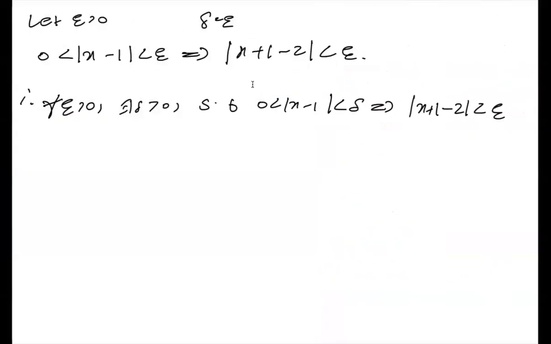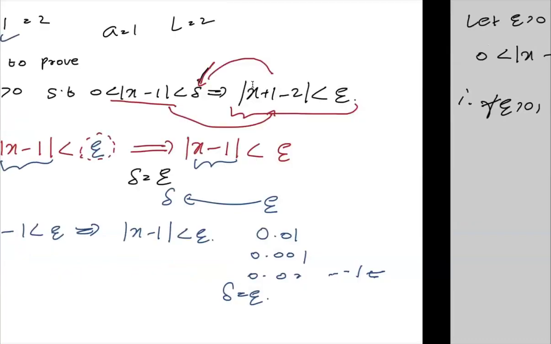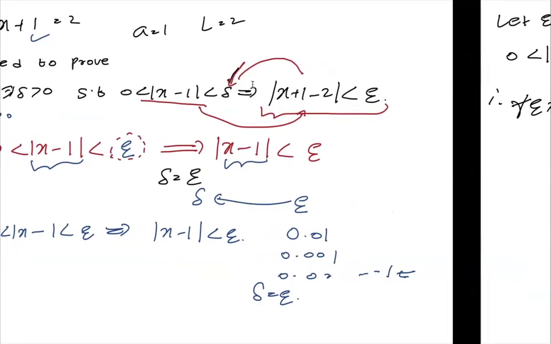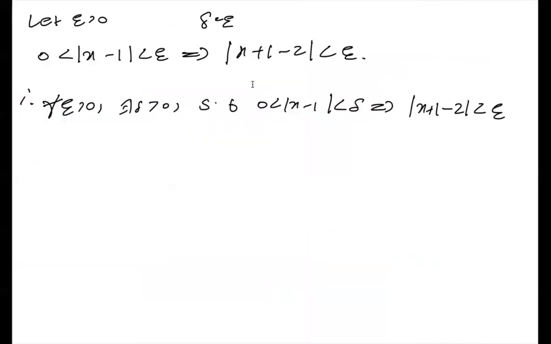Okay, so I think this creates a bit of confusion here. When you're writing the answer, you can write it simply this way: if you take delta to be epsilon, then this is my delta basically.